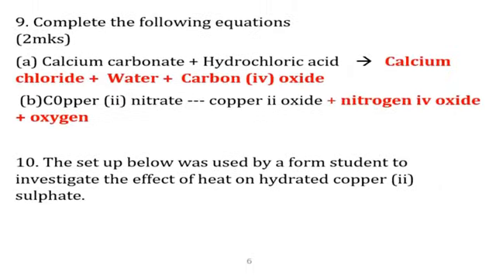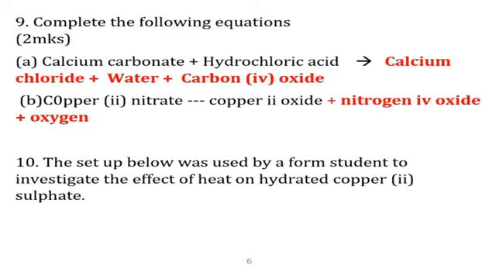Number 9, complete the following equation. Calcium carbonate plus hydrochloric acid. What do you get? You get calcium chloride plus water plus carbon 4 oxide. Copper 2 nitrate, or copper 2 oxide. When you add heat, you get what? Nitrogen 4 oxide and oxygen.